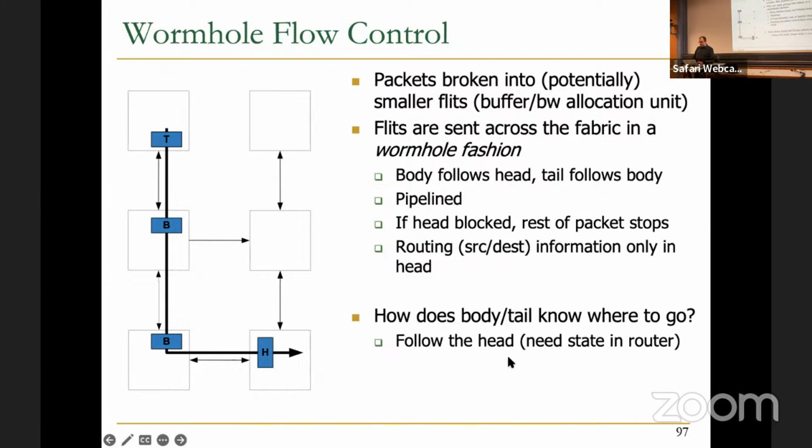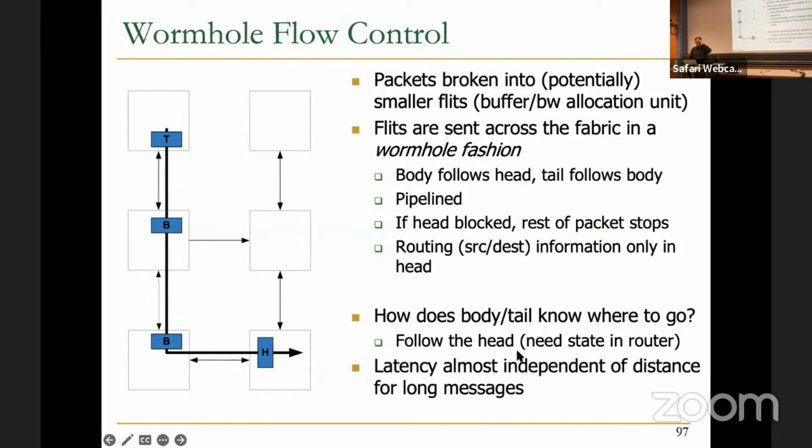We need to store this state in the router, and latency is almost independent of distance for long messages. Why? Because you make a pipeline, so you need to spend some time for the header flit to reach the destination. Basically, the header flit needs to go through all these hops one by one to reach the destination. But once the header arrives, hopefully every cycle you will get another flit.